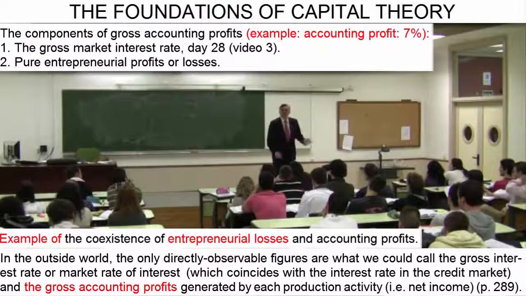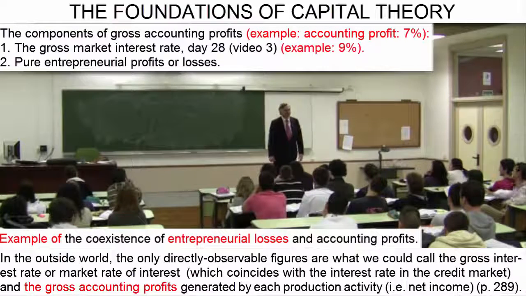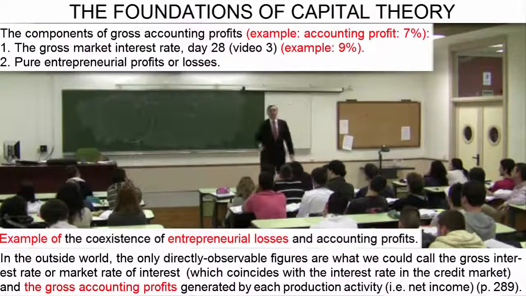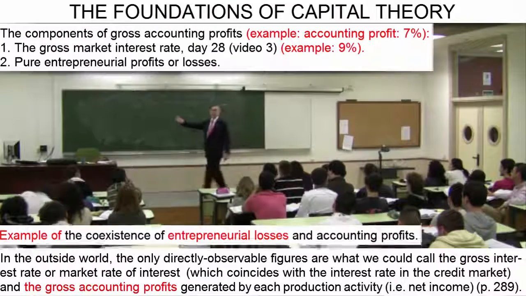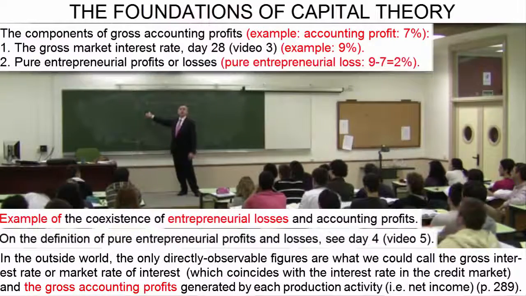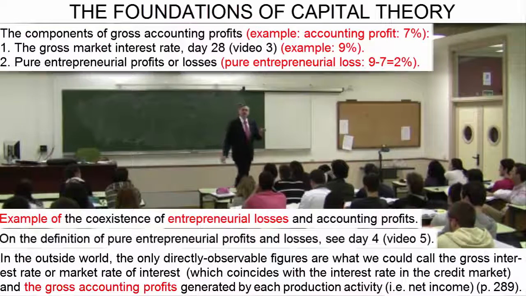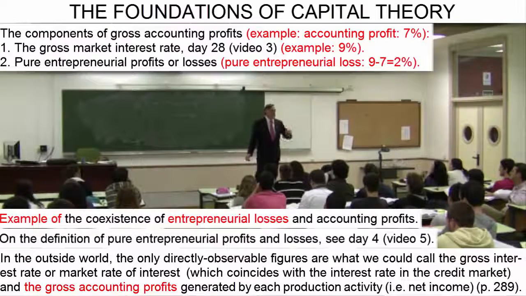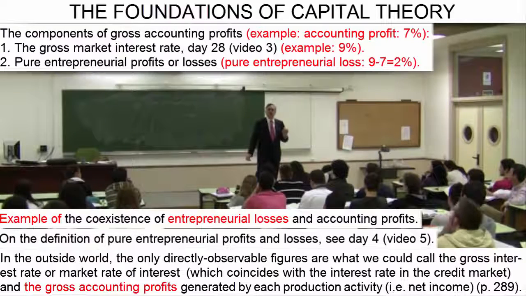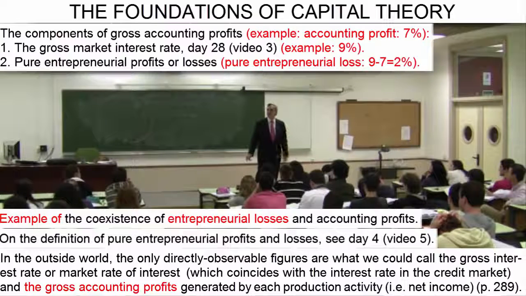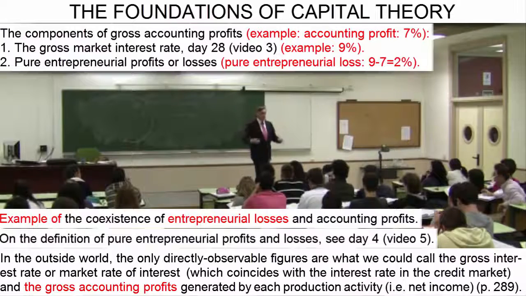If they invested 1 million, and at the end of the period their company's accounting profits, the second block of figures directly observable in the market, are 70,000 euros, what interest rate have they earned on the money they advanced? 7%. But it turns out that the gross market interest rate in our example is 9%. So it is perfectly clear that though they have obtained accounting profits, they have incurred a pure entrepreneurial loss of 2%, 20,000 euros. Among other reasons, because if, instead of putting that 1 million euros into the company, they had lent it in the loan market, what would they have obtained at the end of 1 year? 9%. In other words, 90,000.